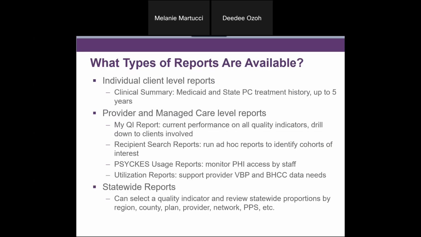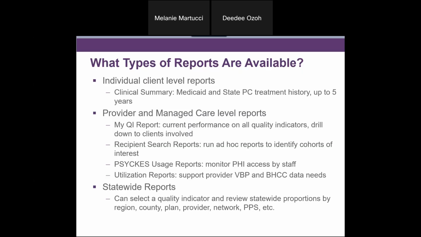And this can be seen at the provider level, at the managed care plan level, and at the statewide level. And those will display prevalence rates on all of our quality indicators. And you can also drill down into the indicators and see which clients at your agency meet criteria for those indicators. We also have the recipient search reports, and this is a way for you to run ad hoc reports to identify cohorts of interest. So within recipient search and PSYCKES, you can apply a bunch of different filters. You can layer on several different search criteria to look at groups of interest.